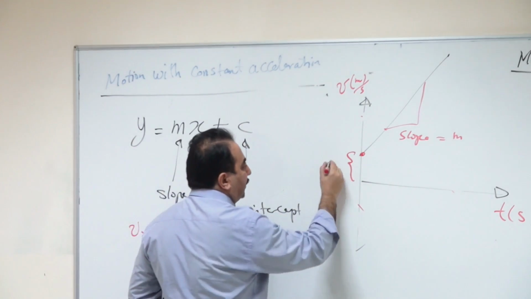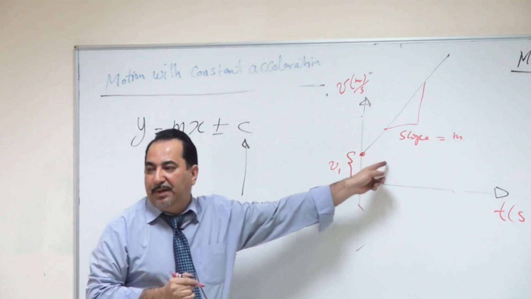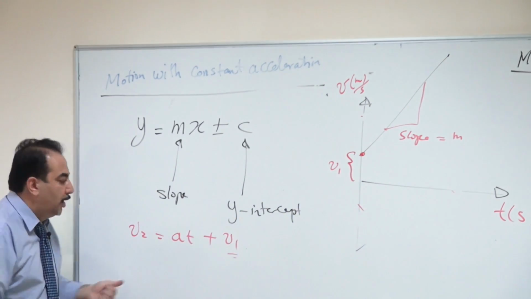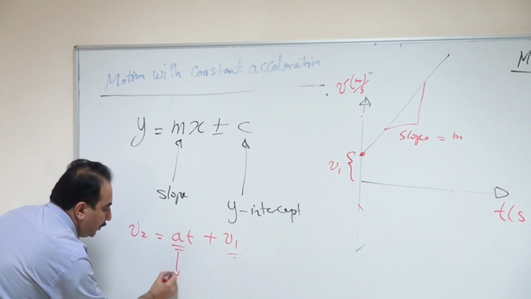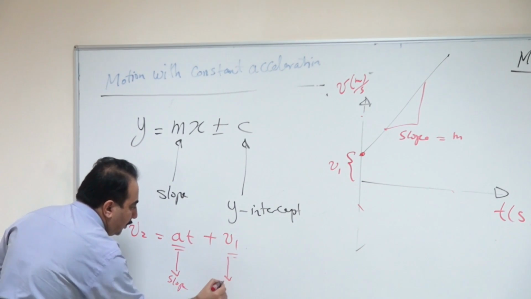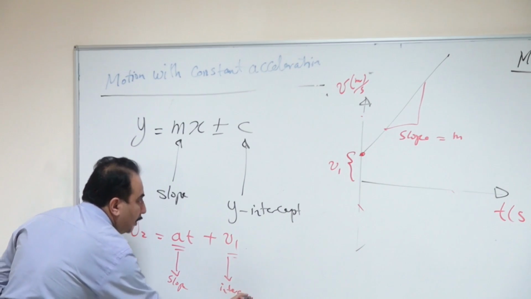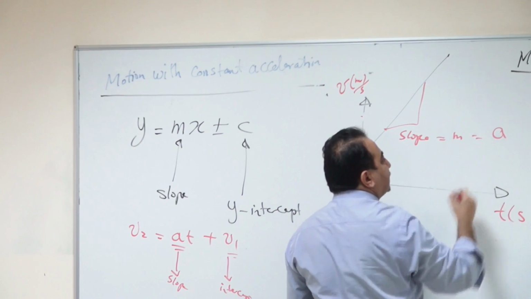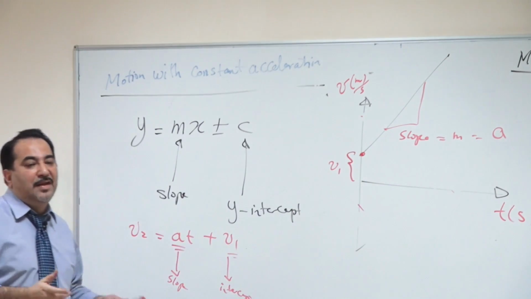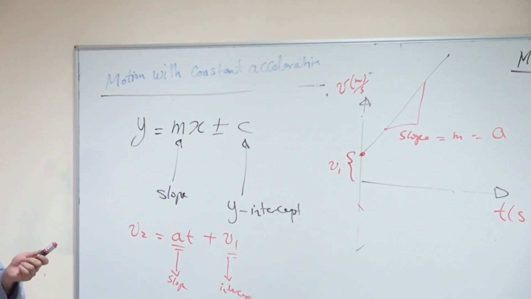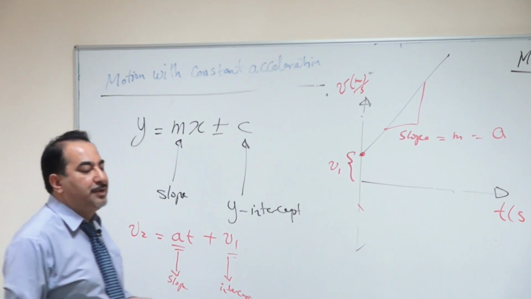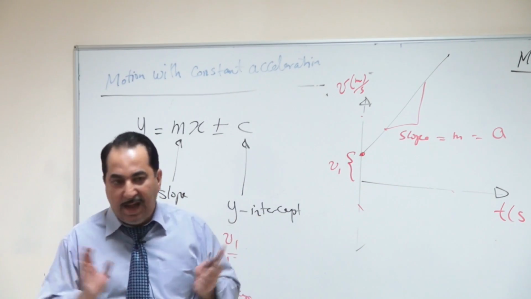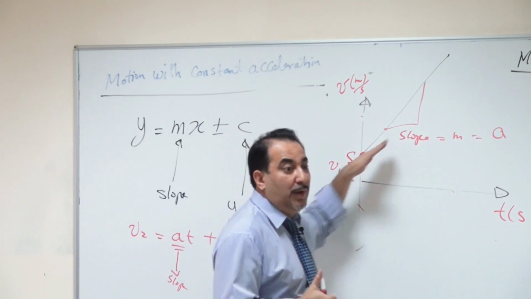So now what's the c in this equation? V1, initial velocity. So the intercept is the initial velocity. And what is the slope? Acceleration. So if you have a VT graph, how do you find the acceleration? Find the slope. How do you find the initial velocity? The intercept, the y-intercept. Done? This is when it's linear.